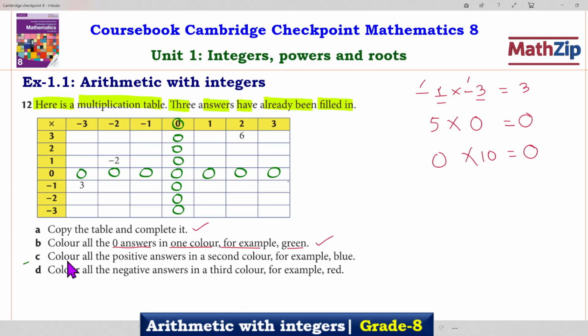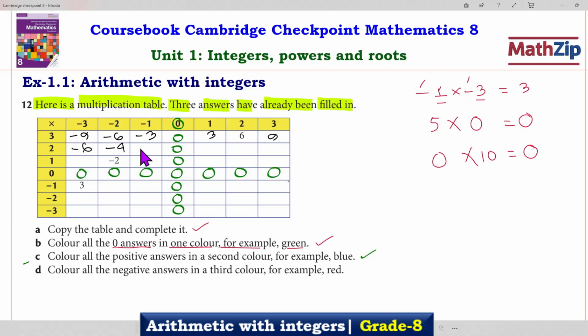Part C, color all the positive answers in a second color, like blue. So we can write, where is our blue color, or we can use any other color. First we have to complete this one, like 3 times -3, it's -9. 3 times -2, so here is -6. 3 times -1, it should be -3. And here is 3, because 3 times 1 is 3, and 3 times 2 is 6, 3 times 3 is 9. Okay, then 2 times -3, it means -6.